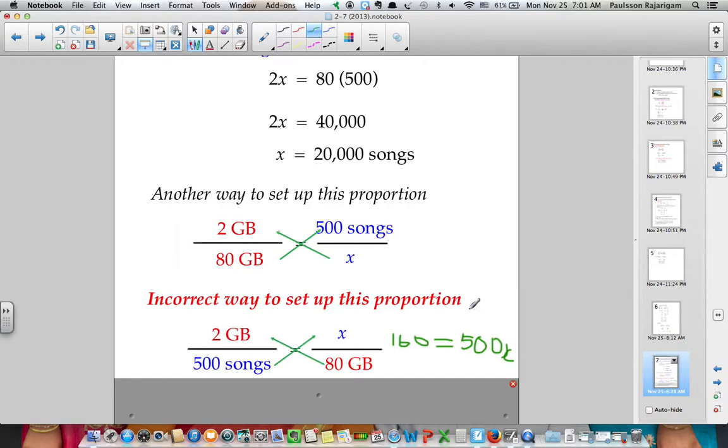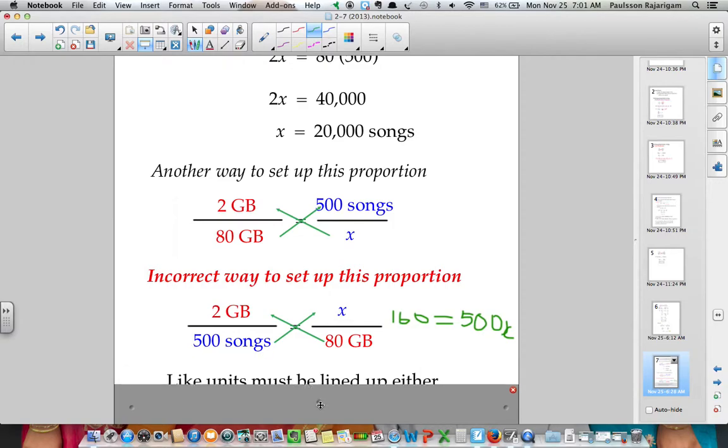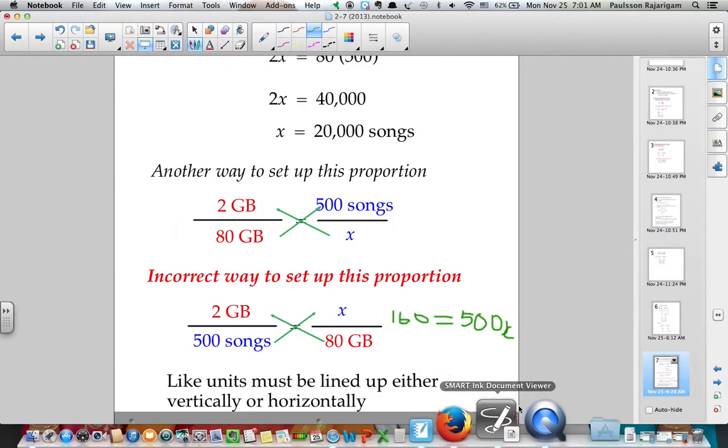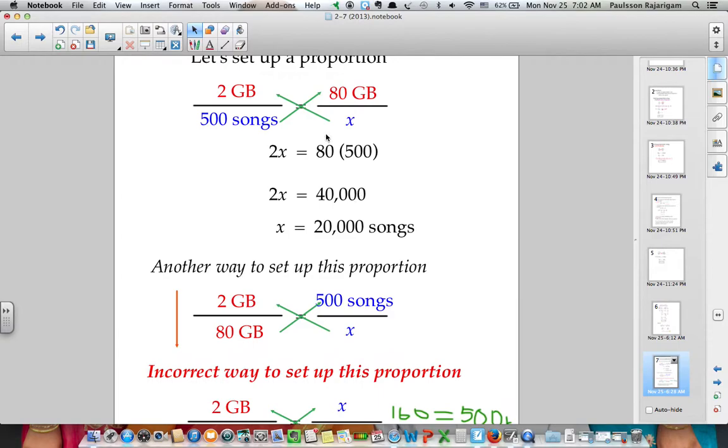And common sense tells me that if a 2 gigabyte media player holds 500 songs, an 80 gigabyte player is not going to hold less than a whole of a song, right? So the best way to check this is when you line up the units, make sure that the like units are either lined up vertically like it is here, GB, GB, songs, songs, or horizontally going this way, GB, GB, songs, songs.